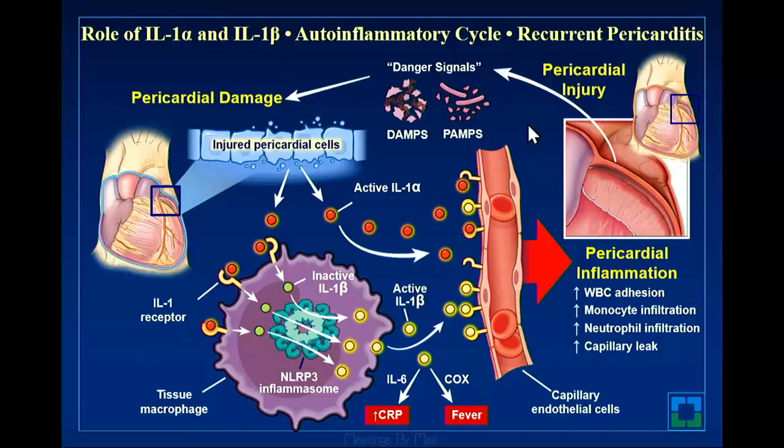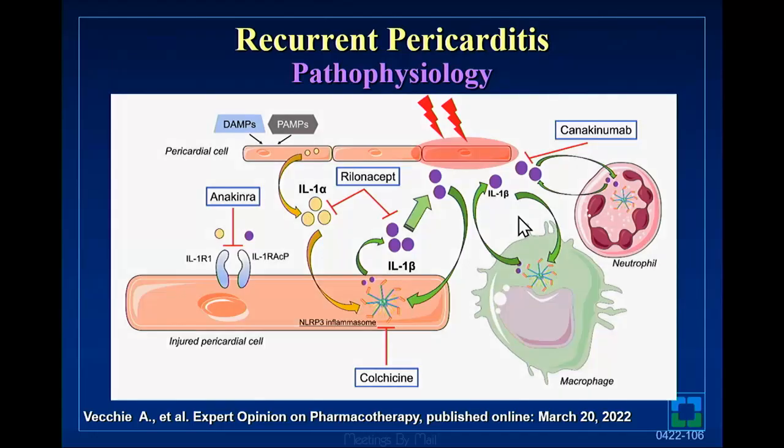In terms of the pathophysiology, it's a very busy slide, but let me take you through this. So I'll pick on a PCI. So you perforate. When you do your PCI, you get damage to your pericardial cell. The injured pericardial cell will release IL-1 alpha. Macrophages will be attracted. There will be activation of the NLRP3 inflammasome, and they'll convert from basically a proform to an active form, IL-1 beta. The alpha and beta attach to capillaries, and you get this inflammation.